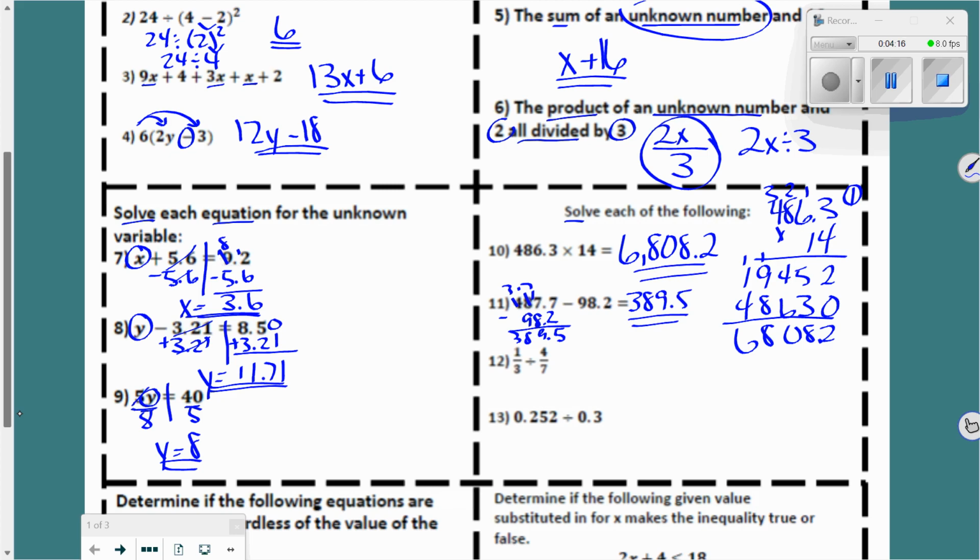Our next one, we actually don't divide fractions. I multiply by the reciprocal. The process is I'm going to keep, change, flip. I don't have any reduction, so I'm just multiplying straight across.